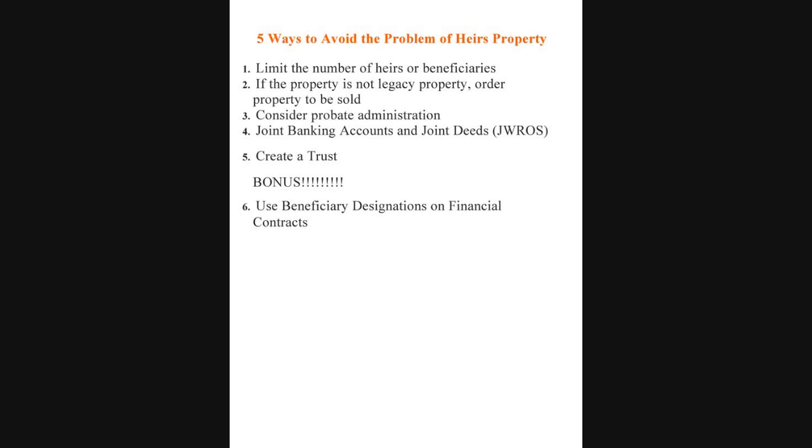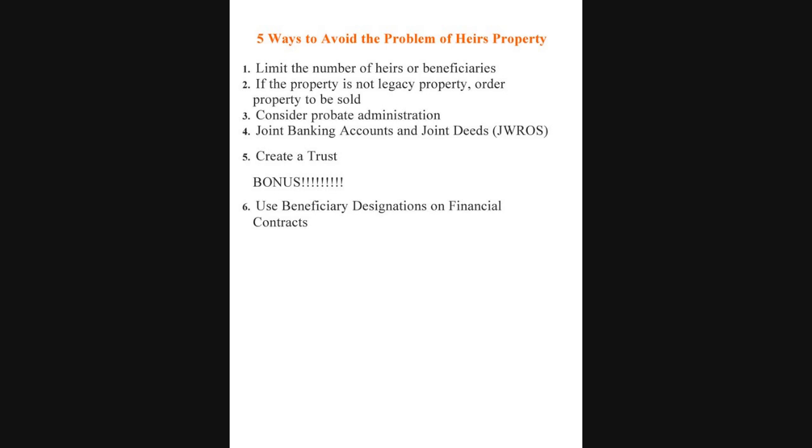Number four, don't own any accounts in your own name. Get joint banking accounts, have joint deeds with right of survivorship. If you have these types of joint accounts, these things avoid probate. So I think everybody knows what a joint bank account is.